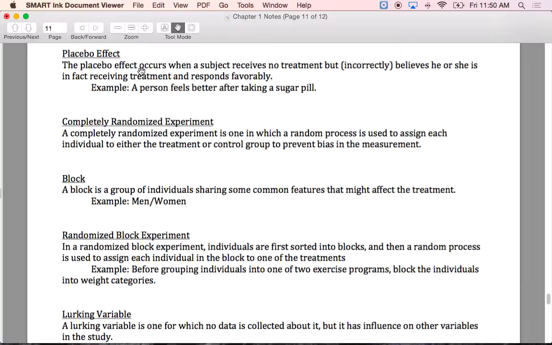A block is a group of individuals sharing some common features that might affect the treatment. So, for instance, men and women. So if you do a randomized block experiment, the individuals are first sorted into their blocks, so like first sorted into the men and women categories, then they're randomly put into the control group or the treatment group. So example, before grouping individuals into one of two exercise programs, block the individuals into weight categories.